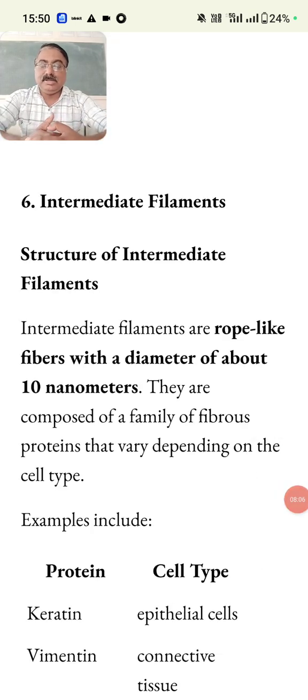Coming to the second type of cytoskeletal filaments, which are intermediate filaments. Now we will see the structure of intermediate filaments. Intermediate filaments are rope-like fibers with a diameter of about 10 nanometers. They are composed of a family of fibrous proteins that vary depending upon the cell type.